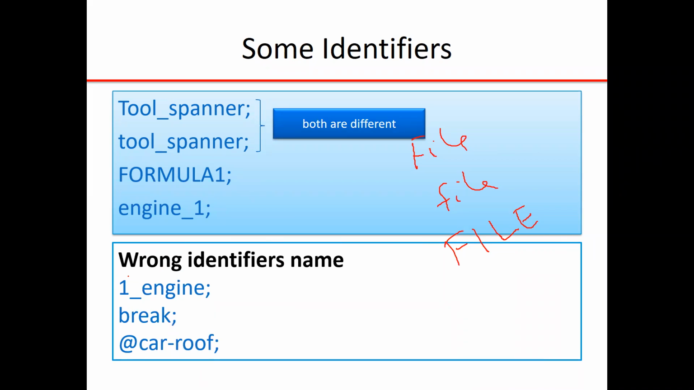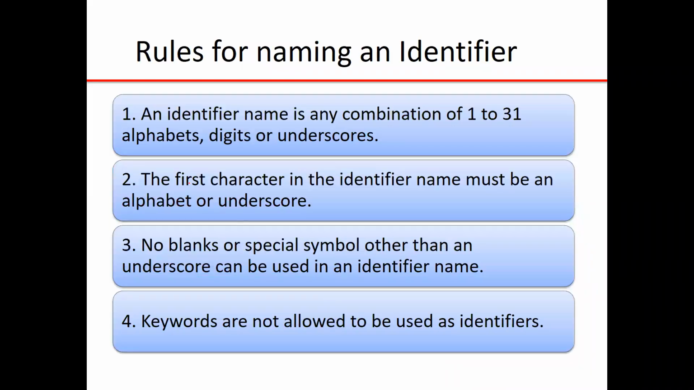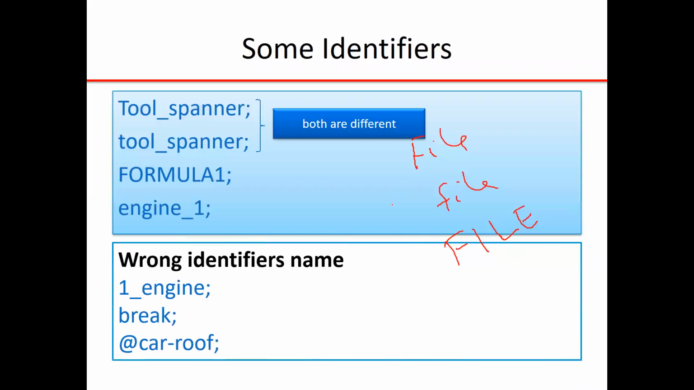We cannot start with a digit, because according to the rule, we must start with a character. The first character in an identifier must be an alphabet or underscore. We can start with an underscore. So this is not started by a letter, so we can call it an invalid identifier.